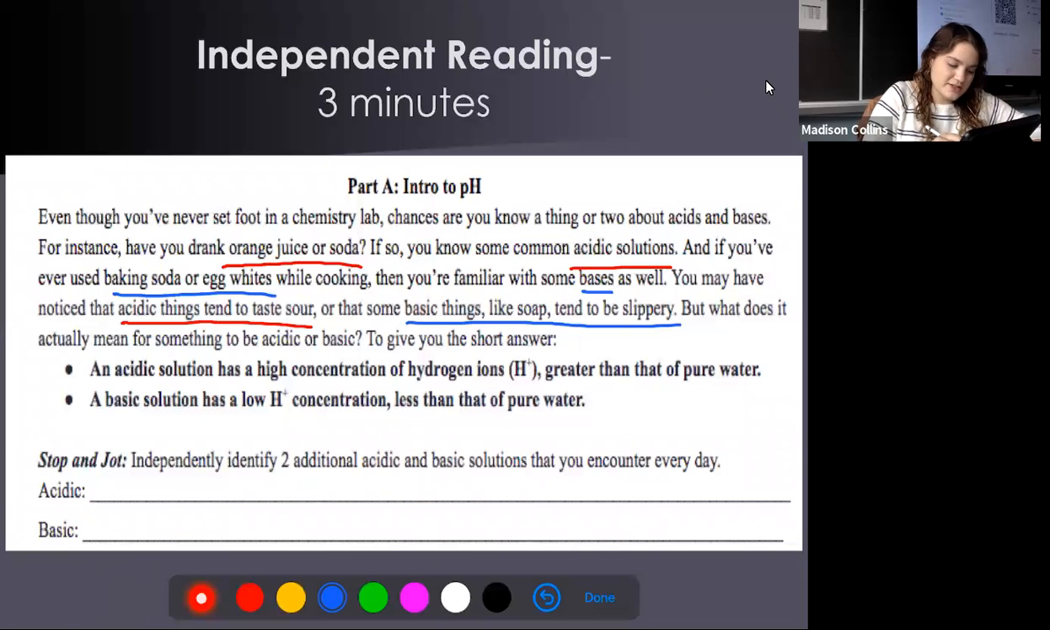To give you the short answer, an acidic solution has a high concentration of hydrogen ions, greater than that of pure water. And a basic solution has a low hydrogen concentration, less than that of pure water.